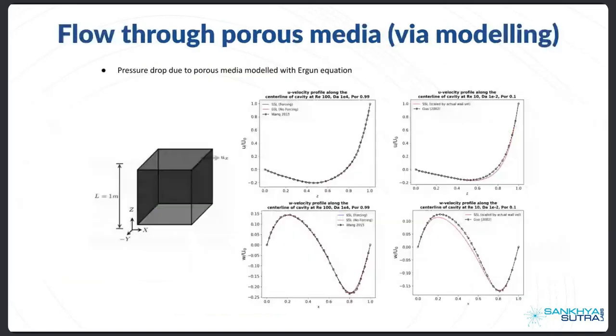Another way to do these kinds of simulations is to use a model for the porous media, the pressure drop due to porous media. This is typically done with what is called the Ergun equation, which is a combination of forces, or the pressure is essentially a combination of pressure drop due to viscous term as well as inertial term. So at low Reynolds number, it's the viscous term that will dominate, whereas in the regime where the Reynolds number is high, it's the inertial term that will lead to the pressure drop due to presence of porous media.